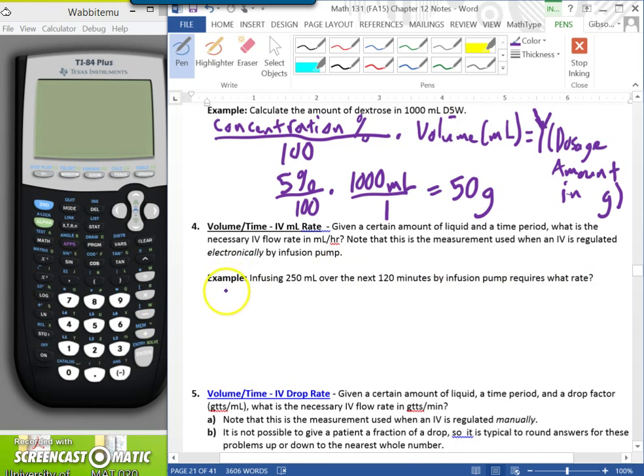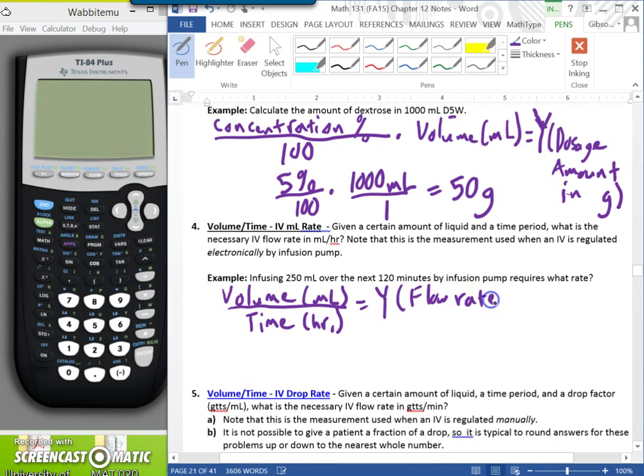So, we will have the basic formula, which would be the volume in milliliters divided by the time. And time would be in hours. And that equals Y, which is the flow rate, in milliliters per hour. Okay, so now, this is what we would do.